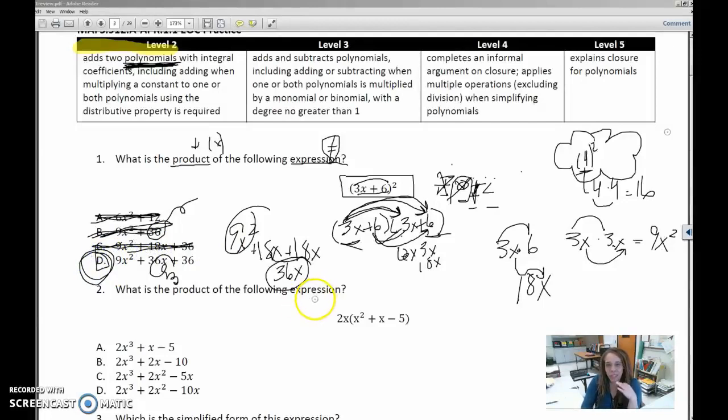I want to feel more confident because if this was your end of course exam, there's a lot of things riding on this. In the state of Florida, you have to pass this test to graduate high school. So let's just take the brief moment to go back and make sure we're in good shape.